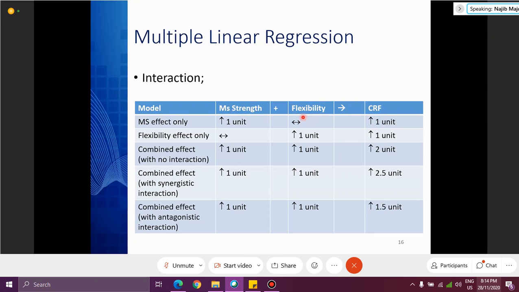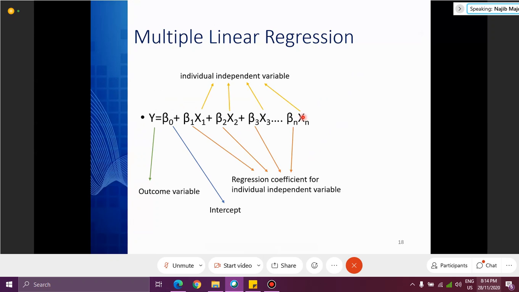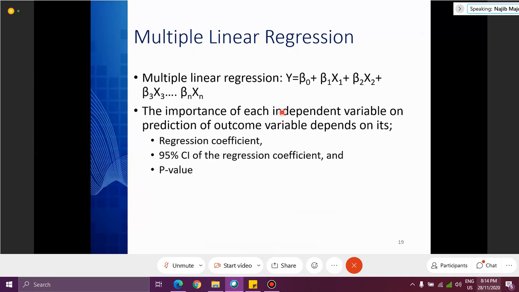Okay, so any other question? Okay, so if not, then let's proceed. So again, this is the equation for multiple linear regression. As with simple linear regression, the importance of each independent variable on the outcome variable depends on the regression coefficient, the slope, the beta, the 95% CI of the beta and also the p-value.